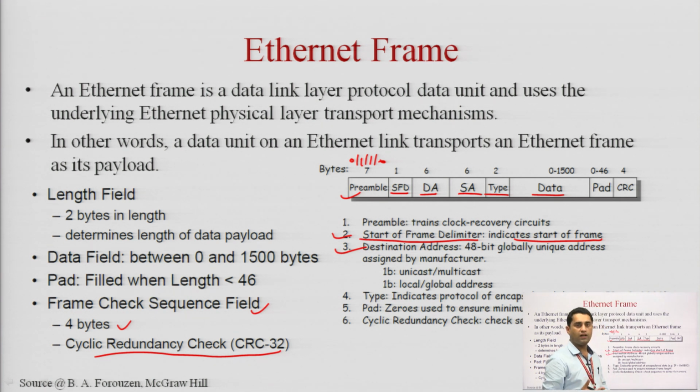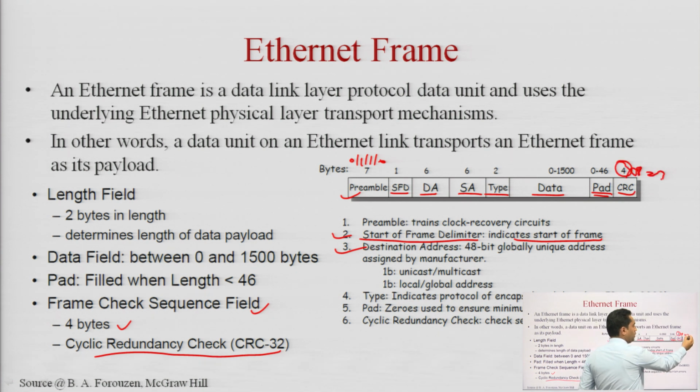So this is my original data. For example, my name is Harsh Khattar, I am from this college. This is the data which I am adding here. This is a padding part to make the symmetry of the frames. Then CRC, 4 bytes. So this is 4 bytes, meaning 32 bits.